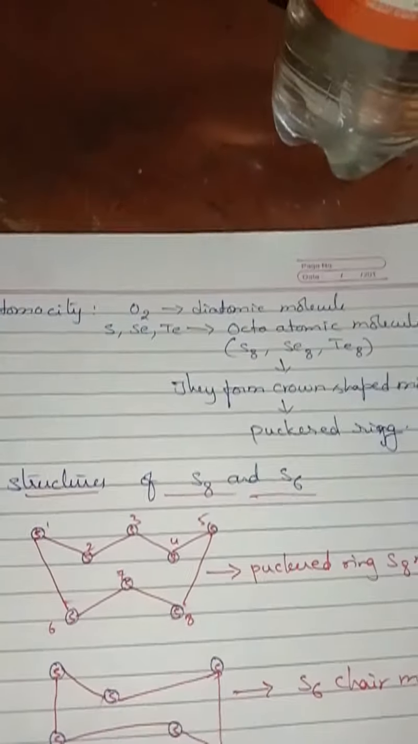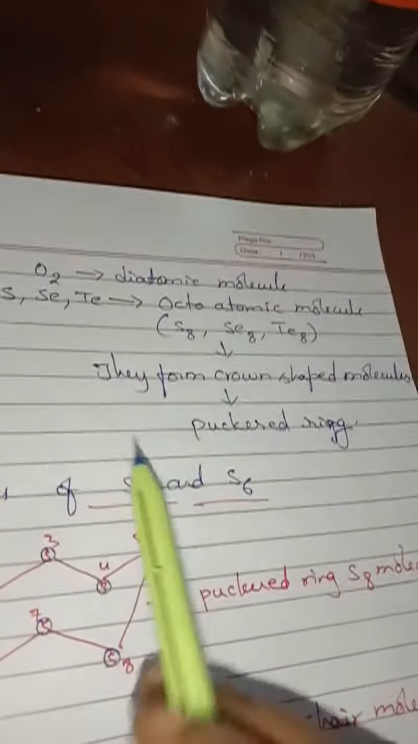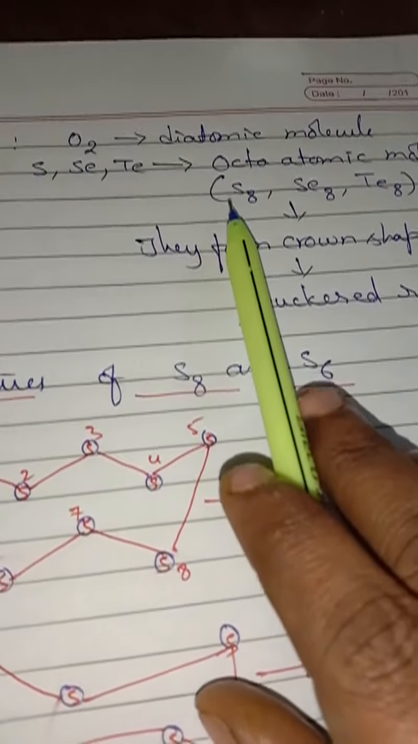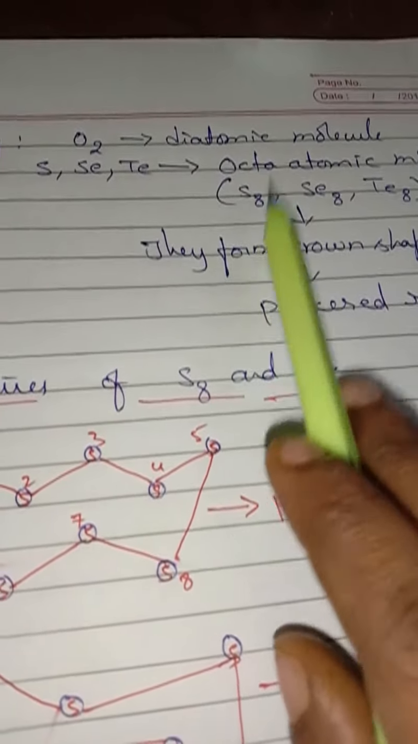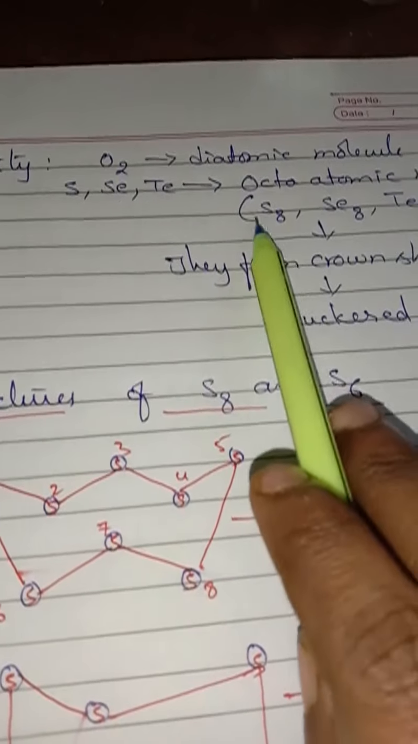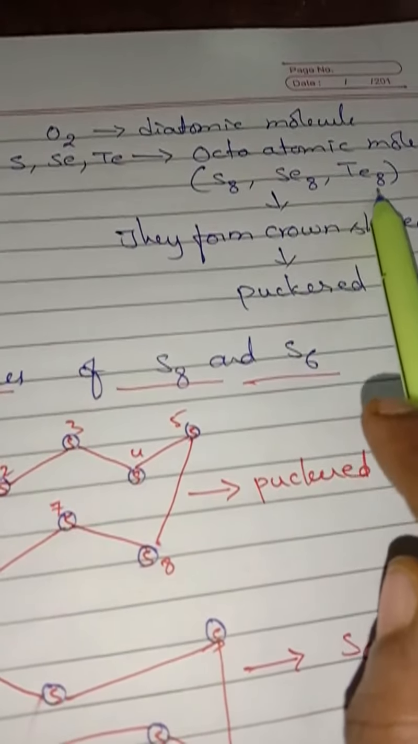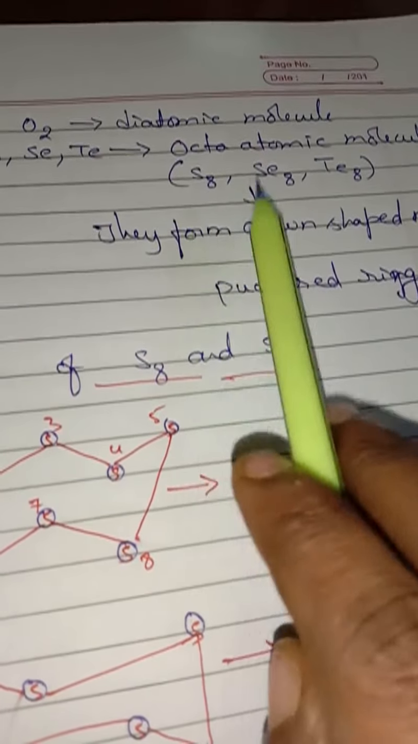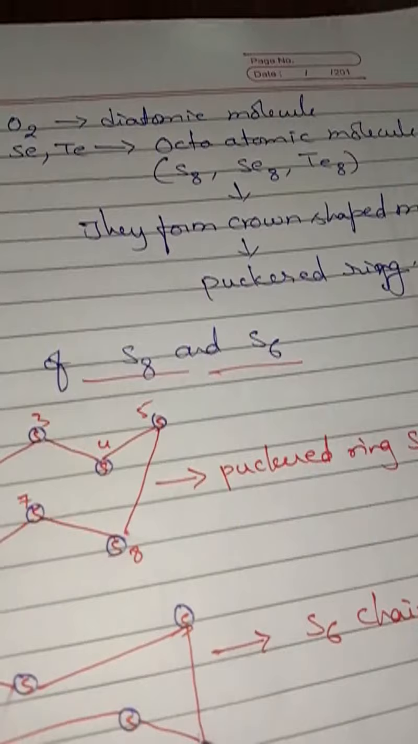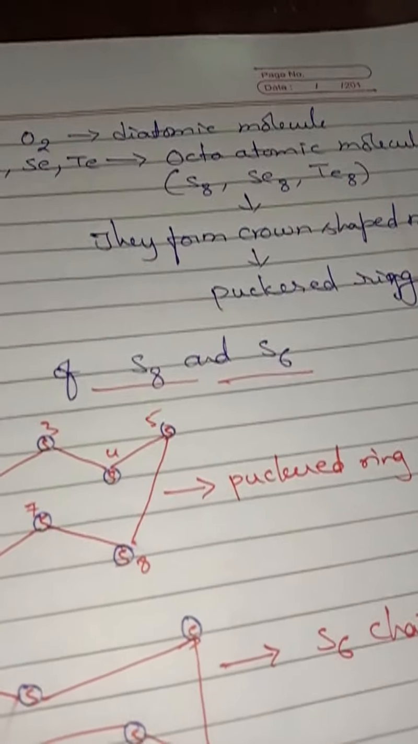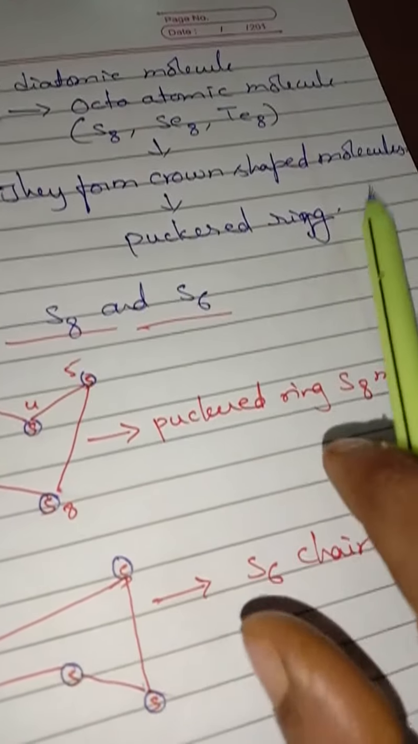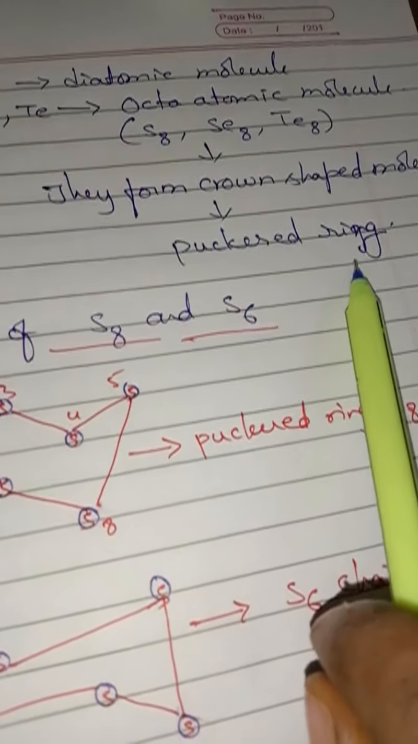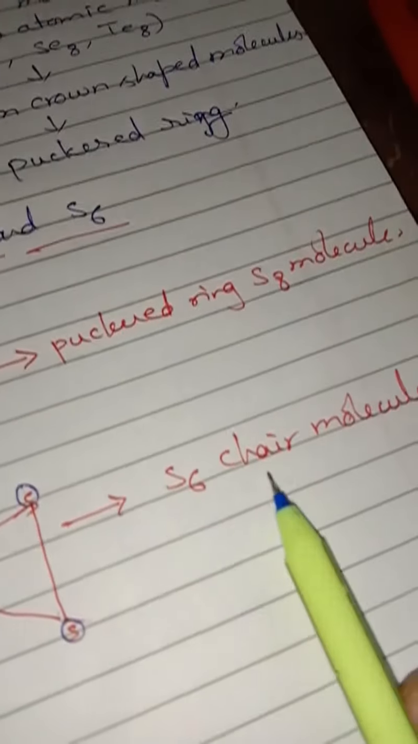If we move to sulfur, selenium and tellurium, they are octaatomic molecules. That means they combine with 8 atoms of the same element. So look here: S8, Se8 and Te8. When 8 sulfur atoms combine, they show different forms of structures. They form a crown shaped molecule, which is also called a puckered ring, and they also form a chair shaped molecule.